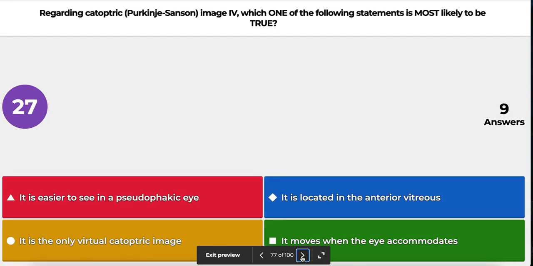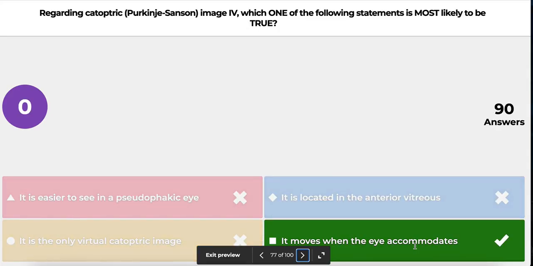The next question is about the catoptric images, again Purkinje-Sanson images. A: It is easier to see in a pseudophakic eye. B: It is located in the anterior vitreous. C: It is the only virtual catoptric image. D: It moves when the eye accommodates. So D is the right answer. It moves when the eye accommodates. This is the correct answer.